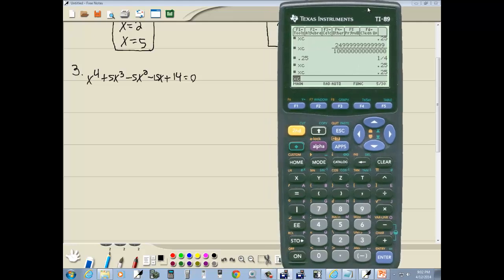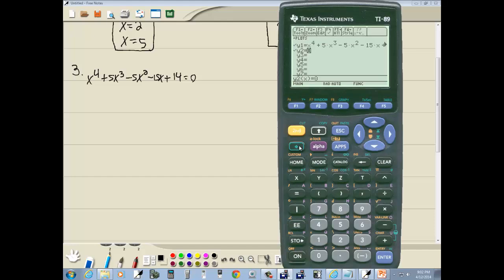Okay, I'm going to go back to my y equals, so I do diamond F1. I'll up arrow to y1, press clear, and then I get x to the 4th, so x caret 4 plus 5x caret 3 minus 5x squared minus 15x plus 14. And I press enter. Let me double check that. X to the 4th plus 5x to the 3rd minus 5x squared minus 15x. I'm using my right arrow key to scroll over. Plus 14. Okay, that looks good.